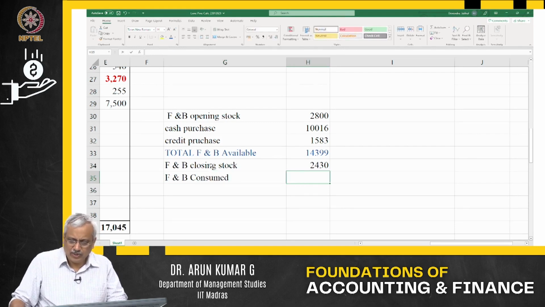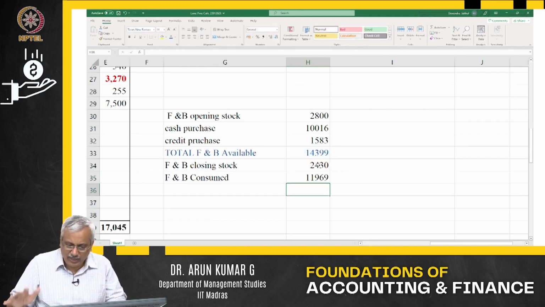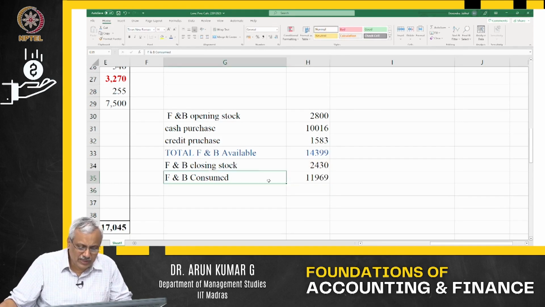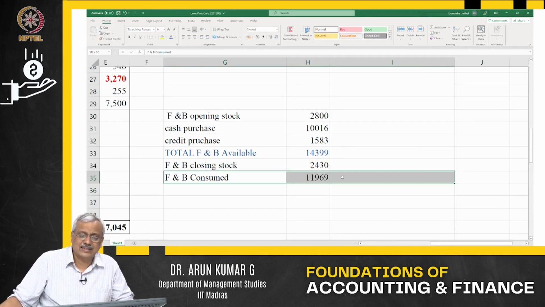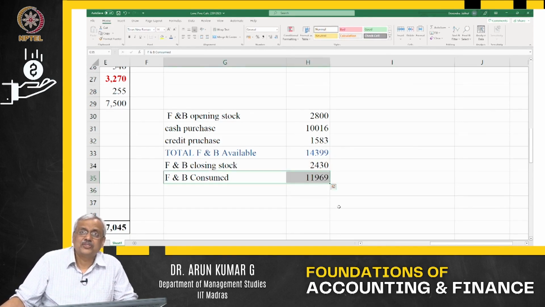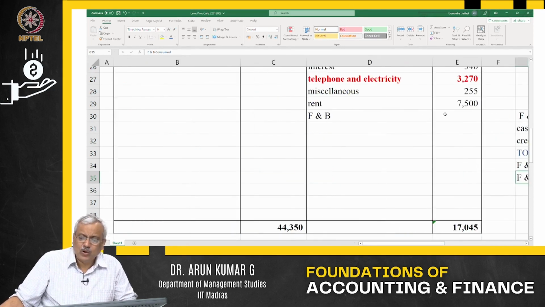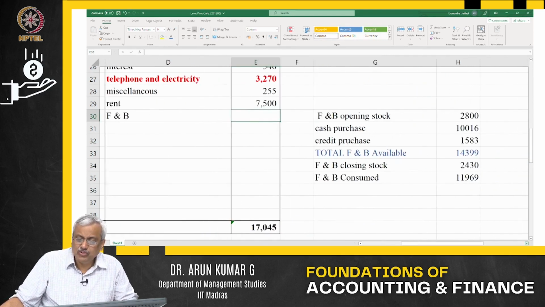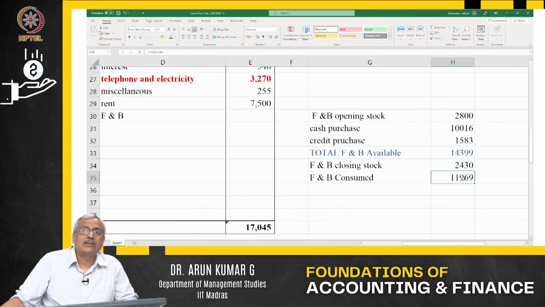What is F&B consumed? You had a total availability of this. You still have this left in the shop, in your godown. That means what is consumed is only $11,969. That is what F&B is consumed. See, what will go in the P&L?